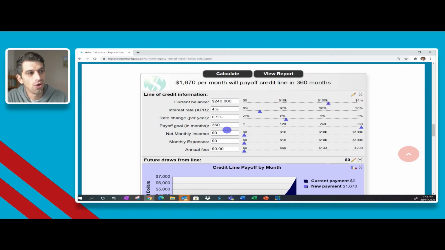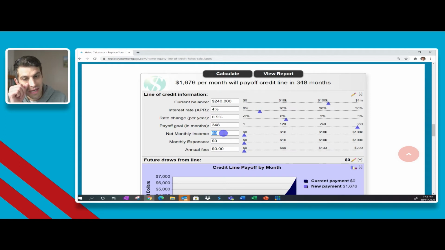The payoff goal, this is where you should put in the number of months in which you hope to or would like to pay off your mortgage. So one way to do it, and this is how I'm going to input it for this calculator, is simply the number of months left you have on your current mortgage. In my situation, I've had my mortgage for 12 months, so I would insert 348.